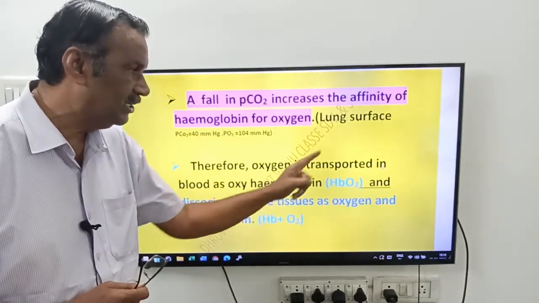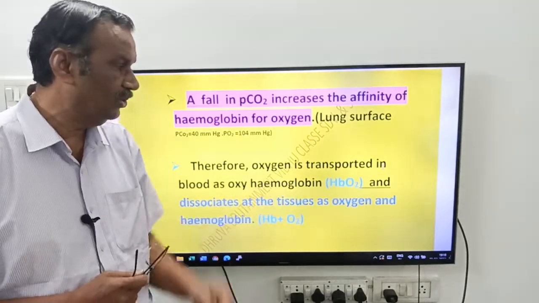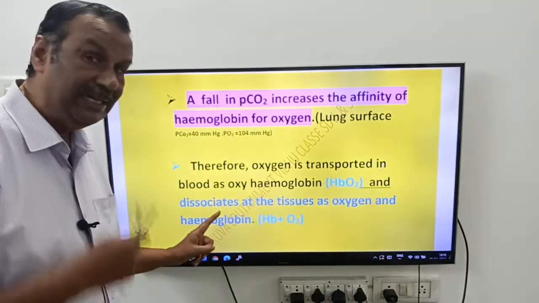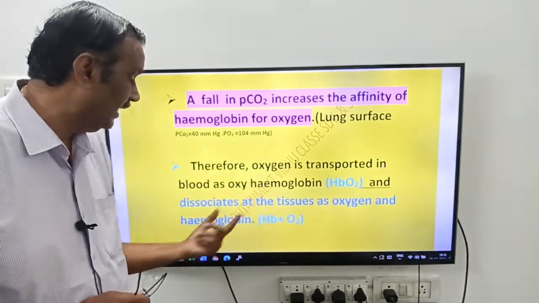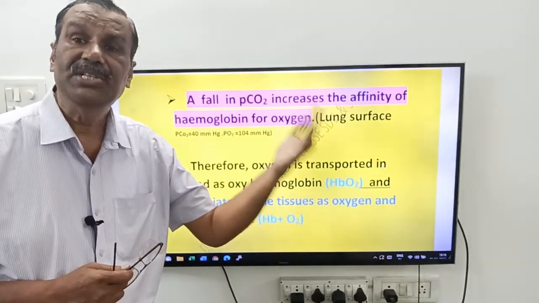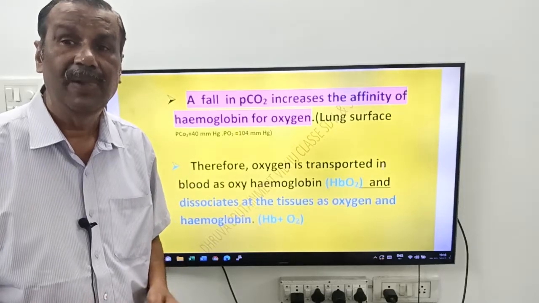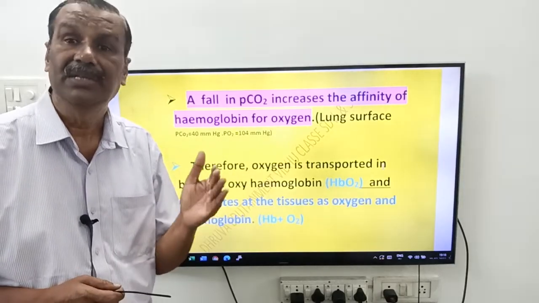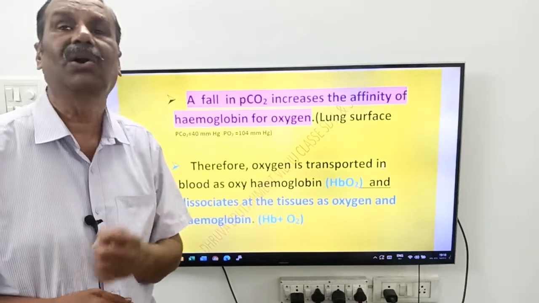So the oxygen is transported in the blood as oxyhemoglobin, that is HbO2, and in the tissues it dissociates into oxygen and hemoglobin. What happens in the tissues? The pCO2 is more, so the oxyhemoglobin dissociates into hemoglobin and oxygen. This is useful to us, because of this only cells get oxygen.